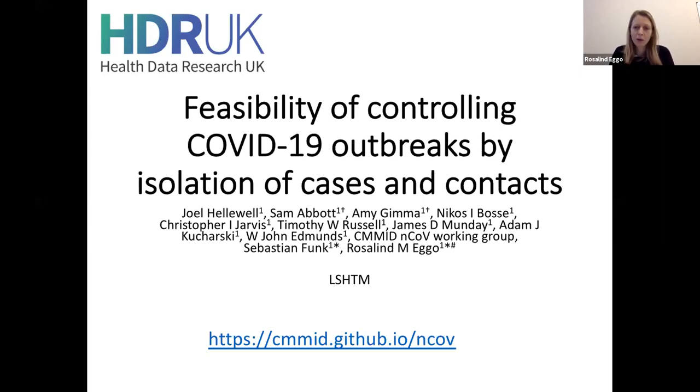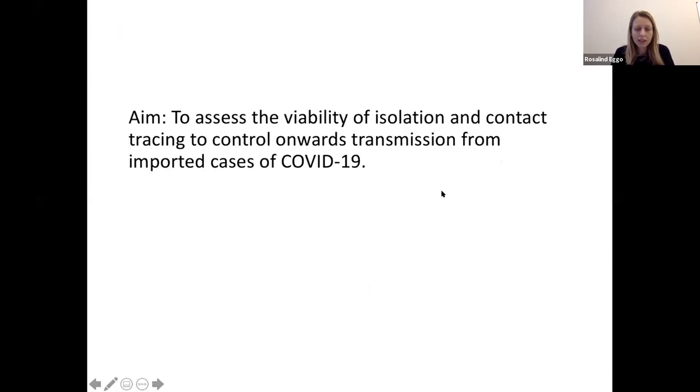But I'm going to present today on one of our studies that just came out last week, Friday, on the feasibility of controlling outbreaks by using rapid isolation of cases and follow-up of their contacts. So this is a strategy that is currently being employed in a number of countries around the world, and will be one of the first line interventions once cases are imported, which they are at this point. So the aim, as I said, is to assess the viability of this strategy, isolation and contact tracing, to control onward transmission from imported cases of COVID.